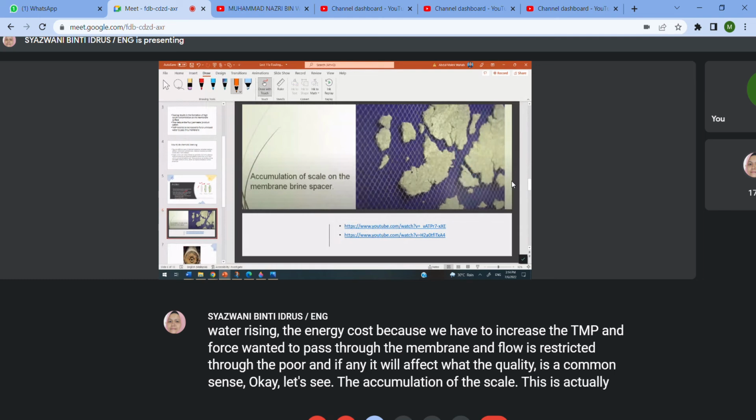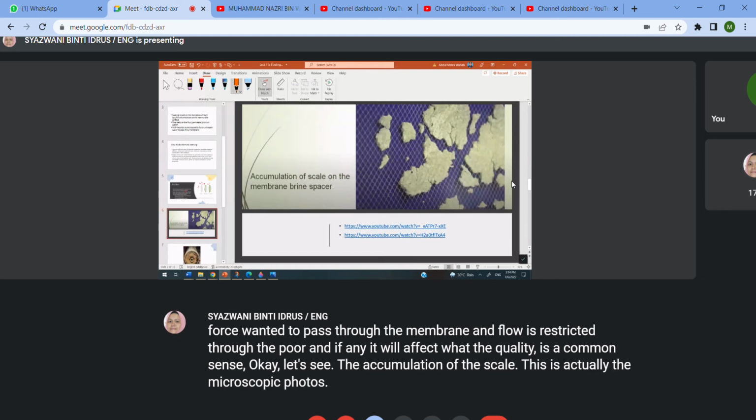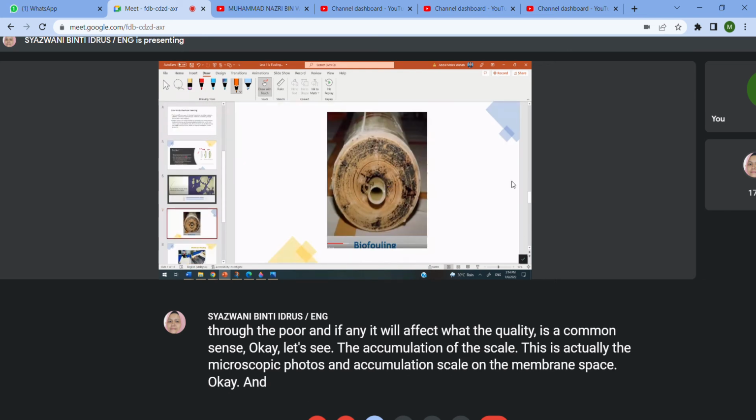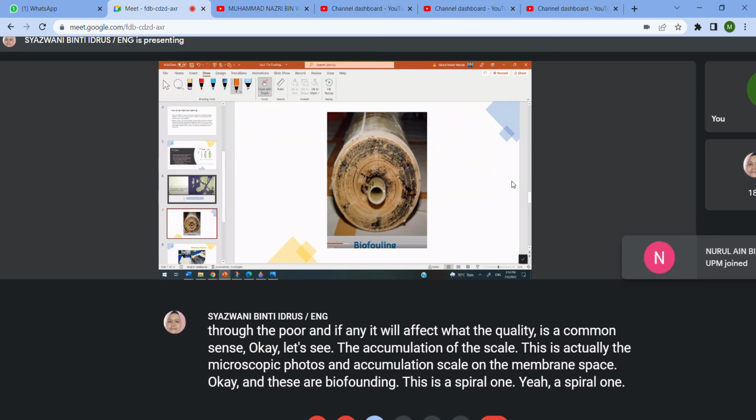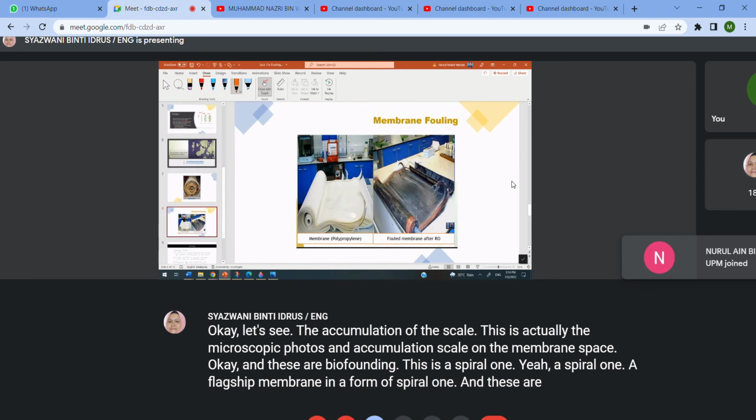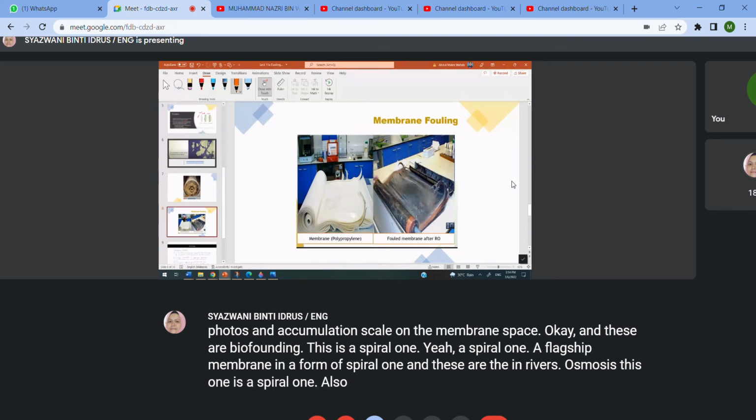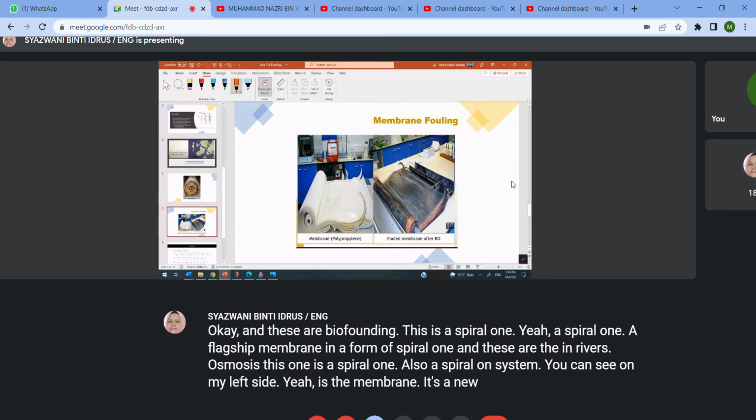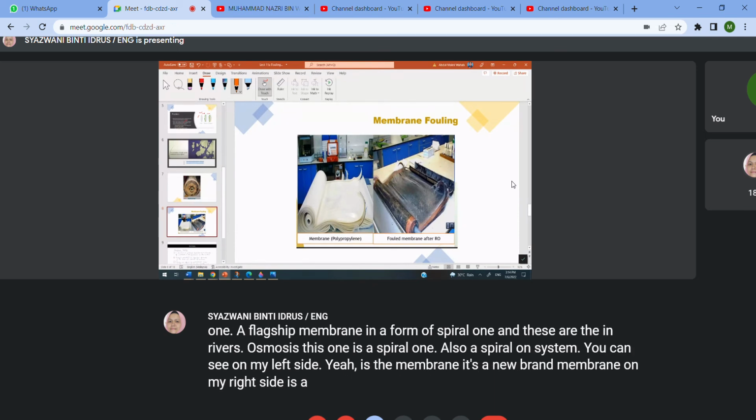Okay, let's see the accumulation of the scale. These are actually microscopic photos, accumulation of scale on the membrane brine space. Okay, and these are the biofouling. This is a spiral wound, a flat sheet membrane in the form of a spiral wound, in a reverse osmosis system. You can see on my left side is the membrane, a brand new membrane. On my right side is a fouled membrane after reverse osmosis.